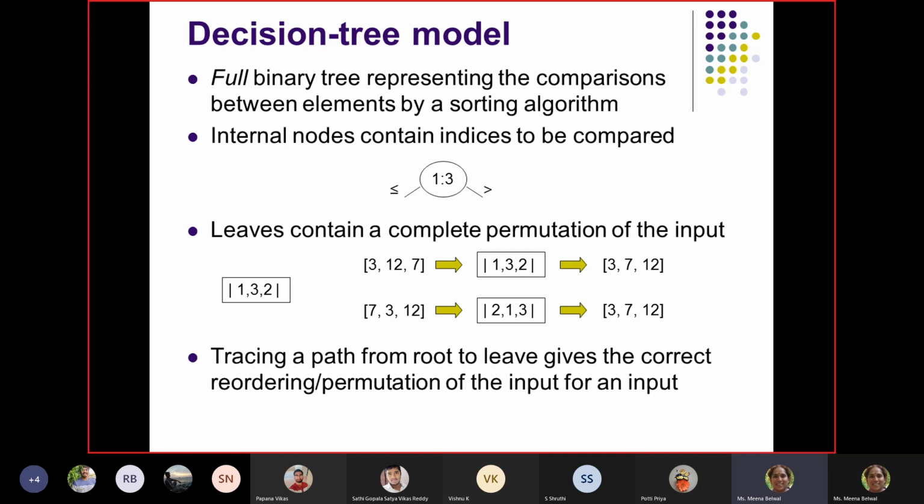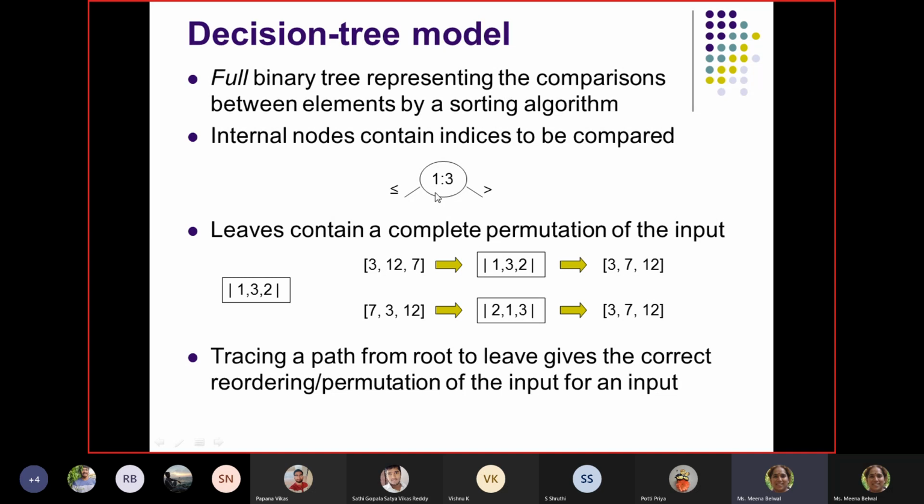So what is a decision tree model? Every time we are comparing two elements. Once we find that a particular element is smaller, we then compare that element with the element which is remaining. Basically, in the decision tree model, ultimately we make a full binary tree that represents the comparison between elements by a sorting algorithm. Internal nodes contain indices to be compared.